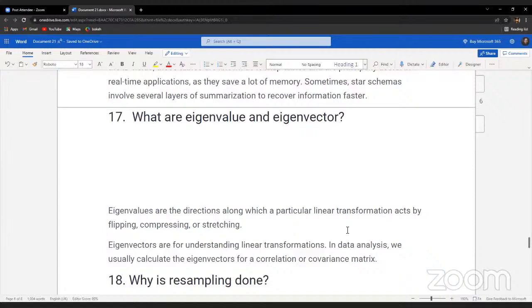The next question is, why is resampling done? Why should resampling be done while executing the process? If anyone knows the answer, ping me in the chat box and we'll discuss the answer in a minute.